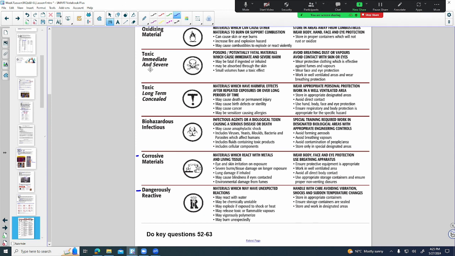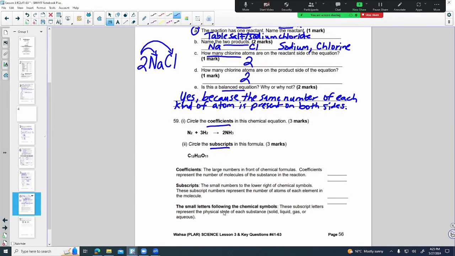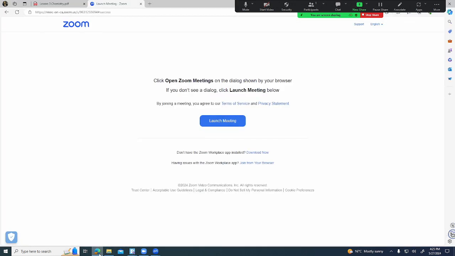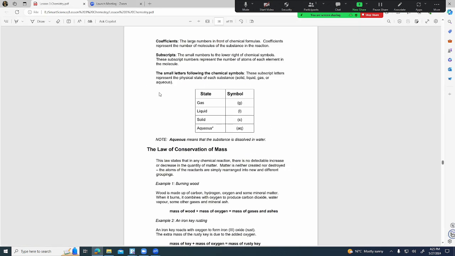So let's do the last of the key questions for lesson 3. So key question 59, it says circle the coefficients in this chemical equation and then circle the subscripts in this formula. Make sure that you go to your lesson book. So if you can't remember, go to lesson 3 chemistry, go to page 36. So this is page 36, and you will see the term coefficients, subscripts, and then it says the small letters following the chemical symbols.